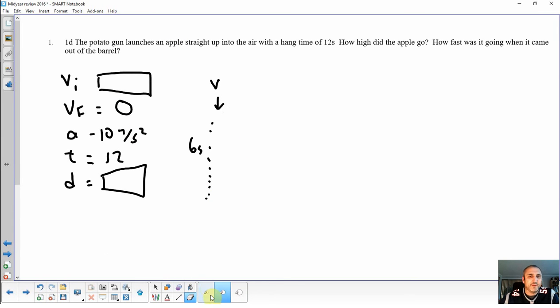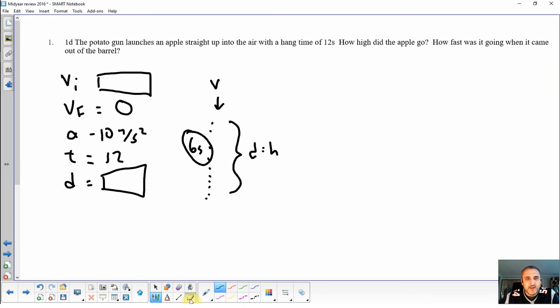We kind of care about the 6 seconds, but if we just look at this half of the trip, the going up part, we can figure out how high it goes because this will also tell us the height of this projectile. Knowing again that the velocity up top is 0, the acceleration is negative 10, but we're talking about only 6 seconds in the air as opposed to 12 seconds. So logically, you need to really think about the fact that it spends 12 seconds in the air, but we really only need to look at half of the trip.